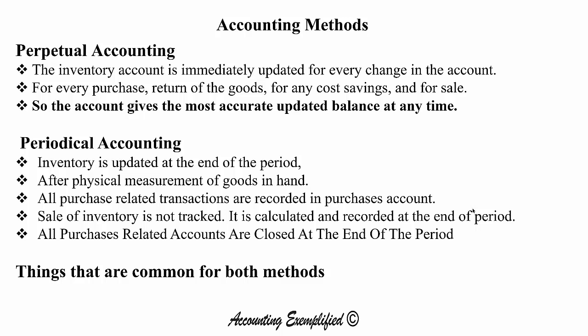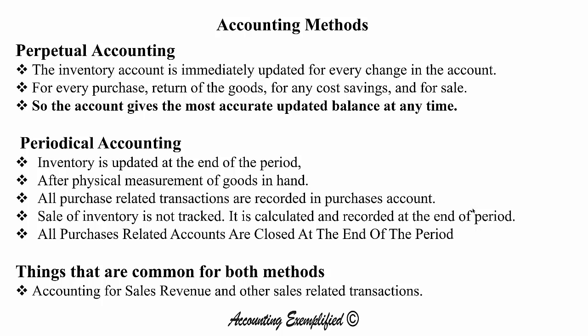Now, there are certain things that are common for both the methods. First thing, recording for the sales revenue and all the other sales-related transactions. That means they will record the sales revenue, and if the customers are returning the goods, that is called the sales returns, that will be recorded. And also the collection of the cash from the customers made on sales will also be recorded. In both the accounting methods, a physical count of the inventory will be done at the end of the period.